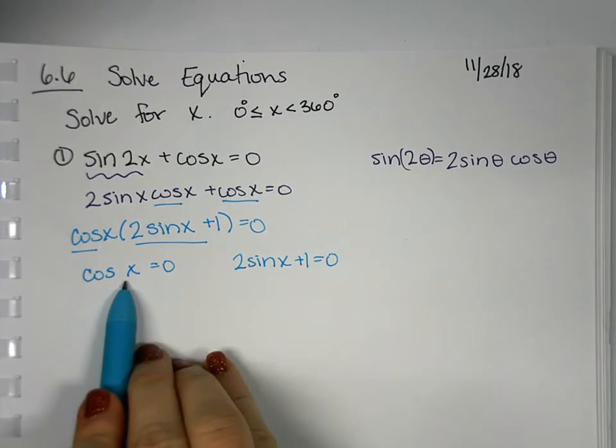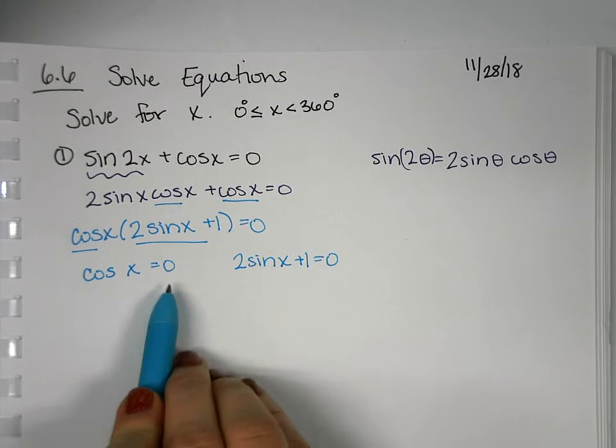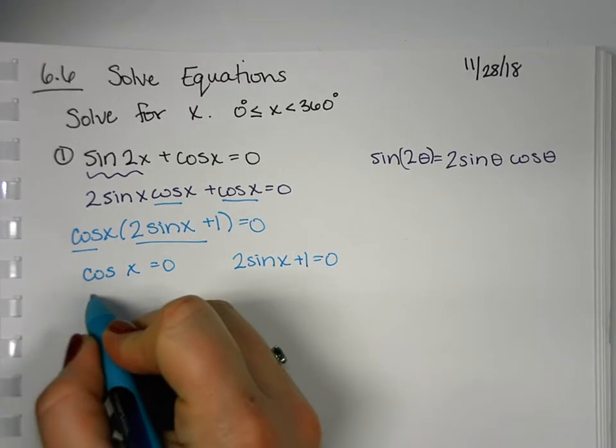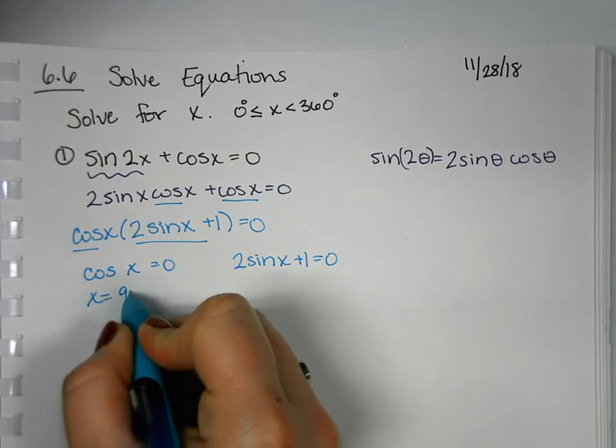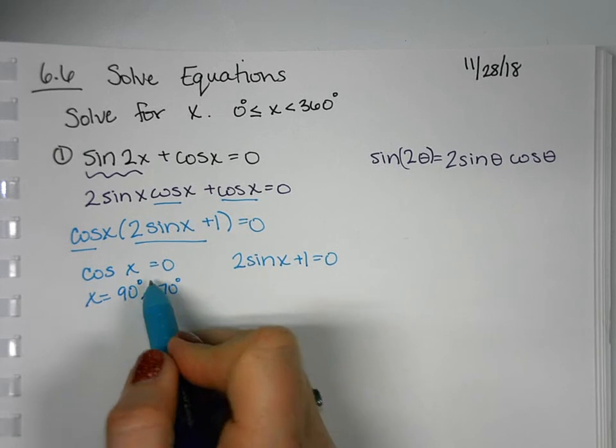So we ask ourselves the question, what angle, when we take the cosine of it, gives us 0? So going to our unit circle, where would we have 0 on our unit circle on the outside? We would have it when we're at 90 degrees and at 270 degrees. So there's two of our answers.